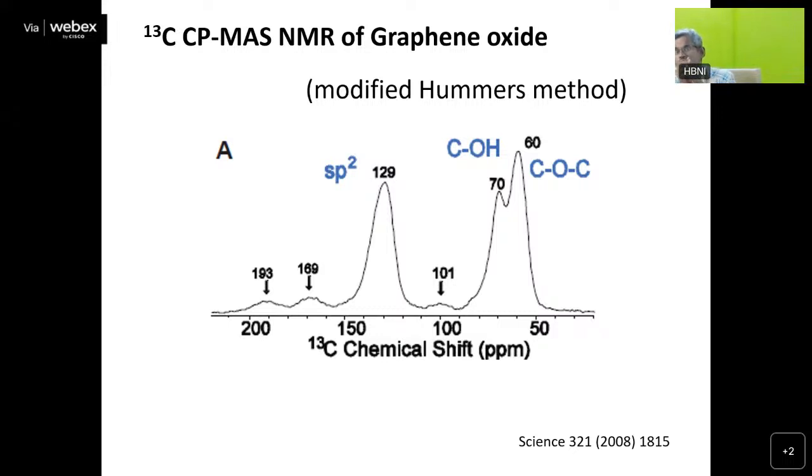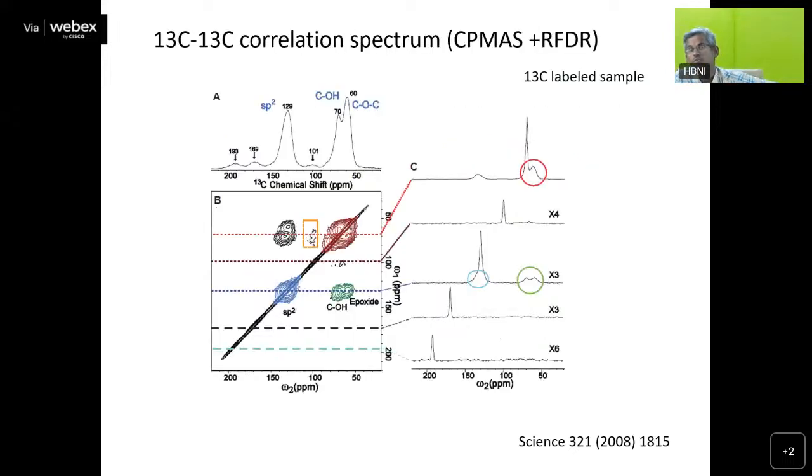If you take a one-dimensional NMR, we don't know what is happening. Is there any communication, any magnetic exchange, between the sp2 carbon and the COH group or this epoxy carbon or hydroxy carbon? We do not know; we see the spectrum, but we cannot say anything. But if you go for a two-dimensional NMR spectrum, that is called a C13 correlation spectrum. I am trying to do a correlation. I am not doing a double quantum NMR and all those things. I am doing a correlation. I want to correlate one carbon peak with respect to the other carbon.